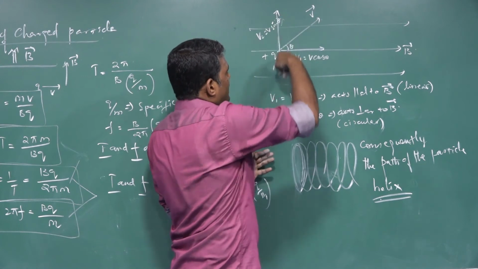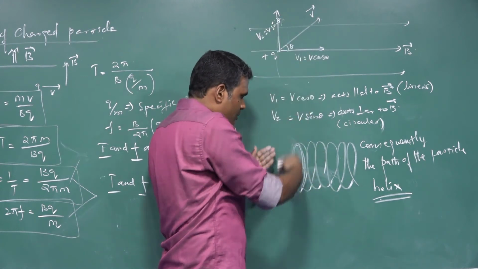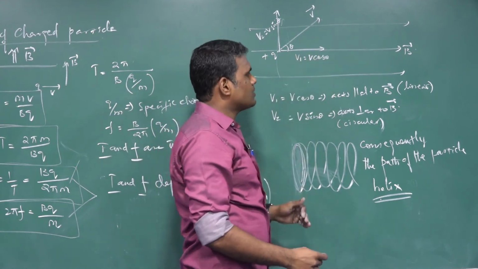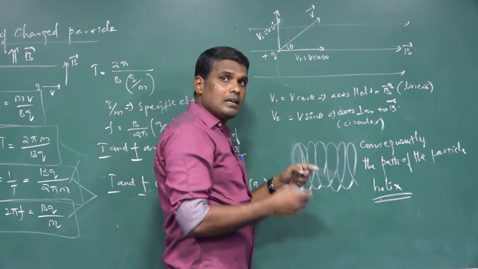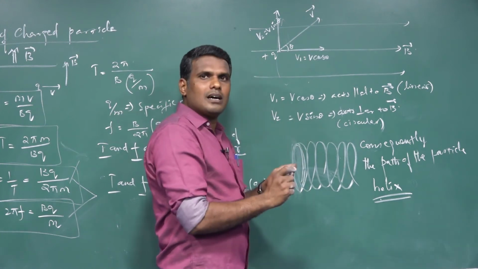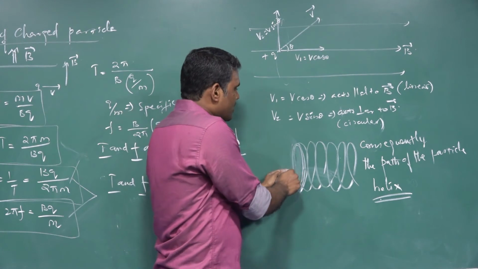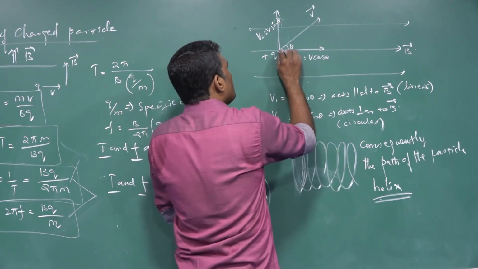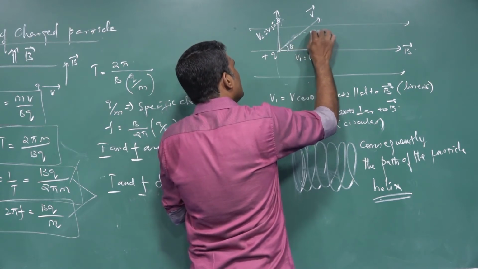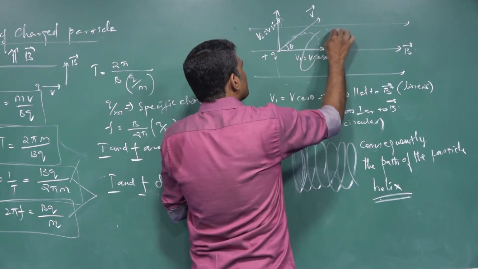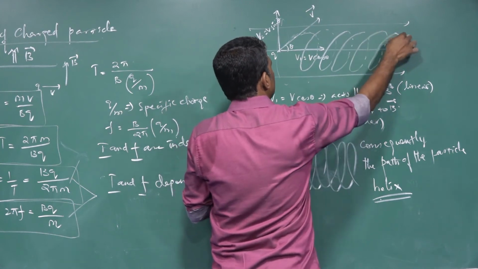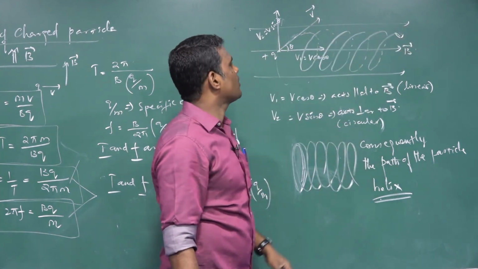The vertical component is making the charged particle describe a circular path, and this cos theta component, the horizontal component, is making the particle describe a linear path. These two are not acting one by one, they are acting simultaneously on the charged particle. That's the reason why the charged particle describes a helical path. The particle will be moving initially with the velocity v along this direction, making an angle theta with the field direction, but it changes direction. This is how it spirals out. This is how the charged particle will be moving.